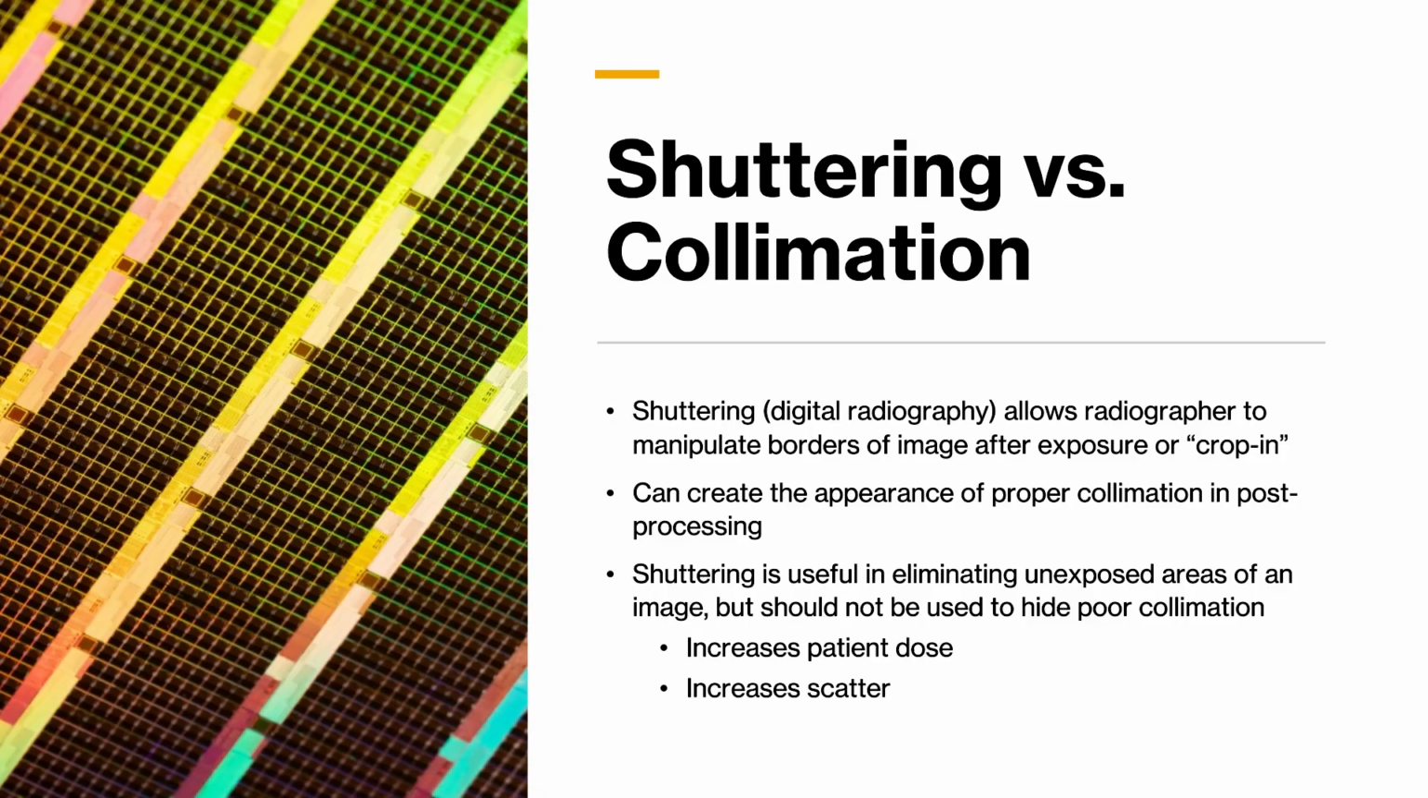Sometimes when we're using digital units, people will shutter versus using collimation, which means that they crop the image to get rid of all of the unnecessarily exposed imaging or body parts. However, that's not going to help the patient not be exposed to more radiation. You're just cropping it after the fact. So you can use it when you need to eliminate unexposed areas of an image, but it should not be used to hide poor collimation or in the absence of collimation, because again, the patient is still going to be exposed to more radiation via that scatter radiation.